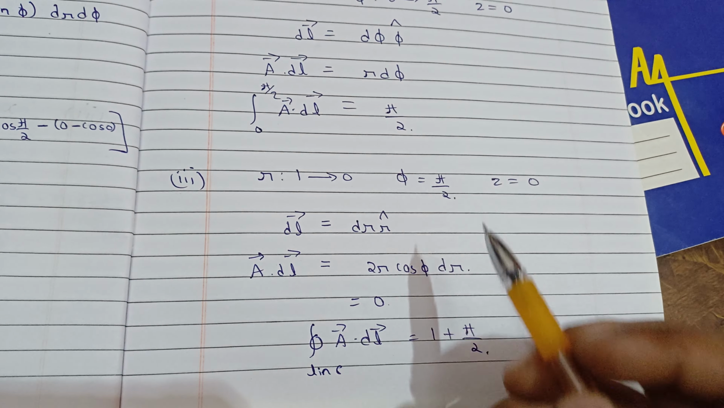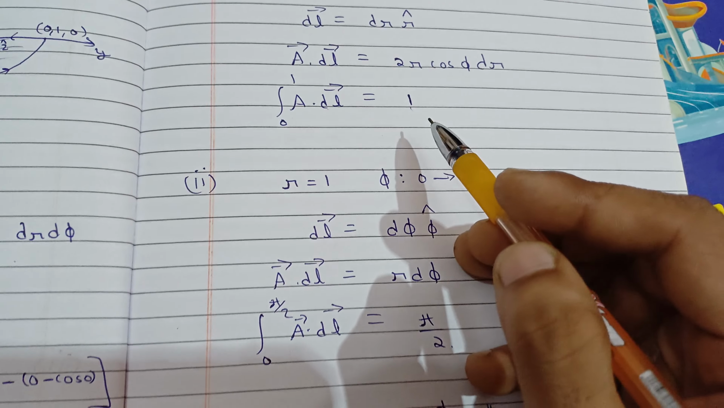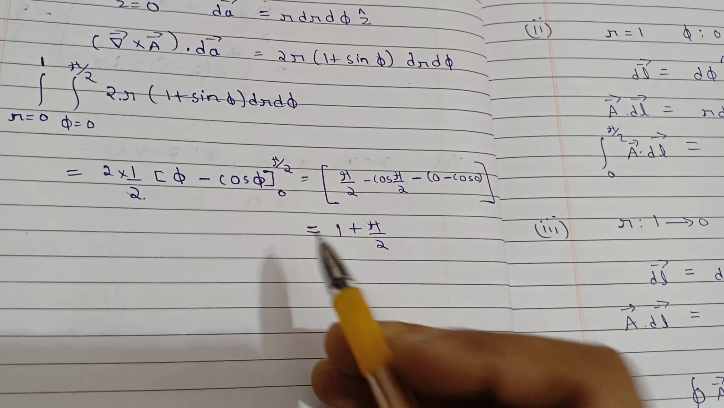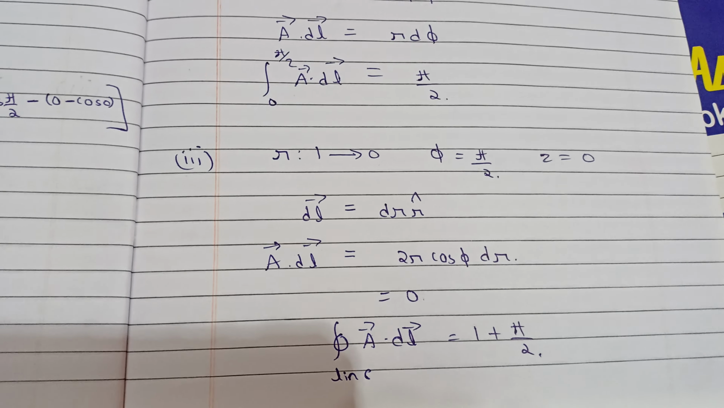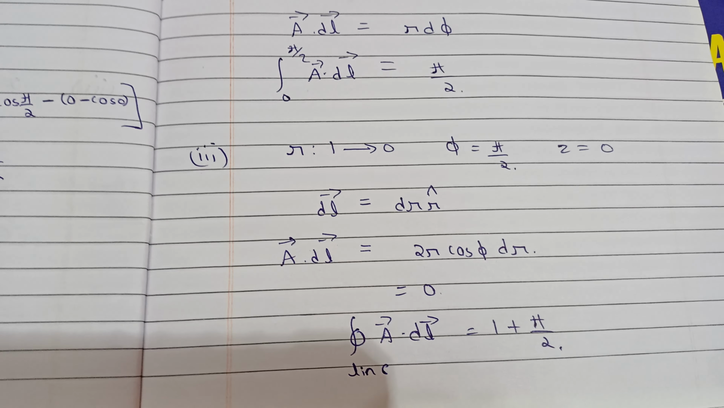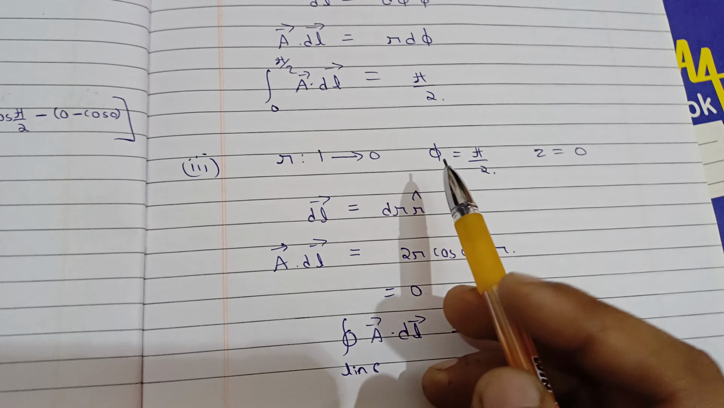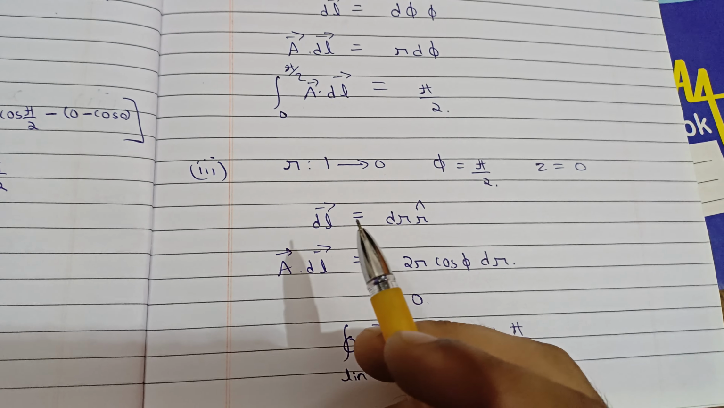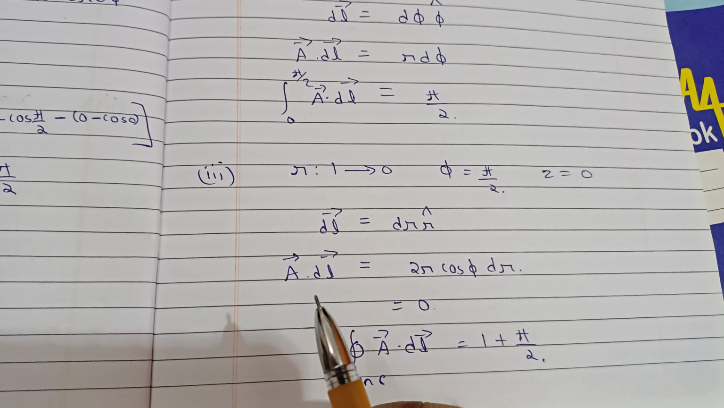Now adding all three, it will be 1, pi by 2, and 0. So it will give you 1 plus pi by 2. And this is the same result we got here on the left hand side. So that's how we prove Stokes theorem, that is the fundamental theorem for curl. In the next lecture we will discuss one more example with the spherical polar coordinates. Then we will see some miscellaneous questions, and in the last we will discuss Green's theorem. So that will be the end of vector analysis. Thank you everyone.